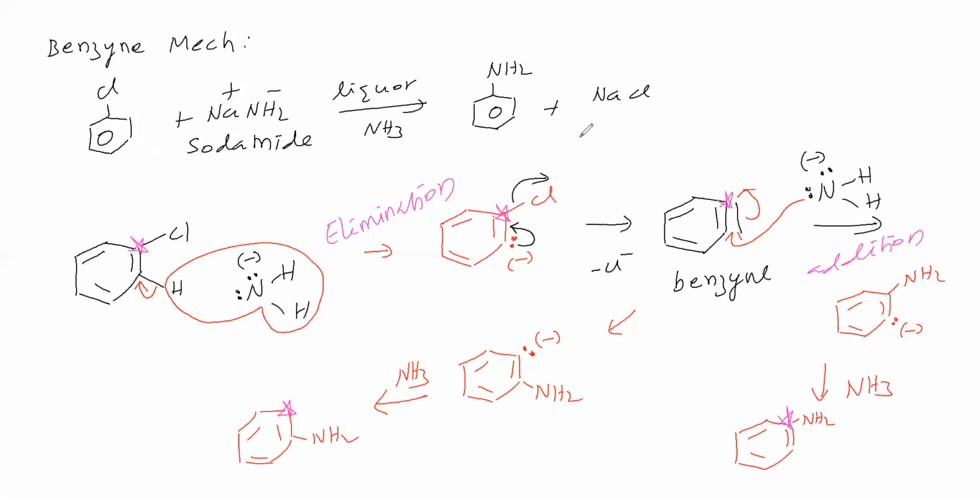This benzyne mechanism is possible with sodamide only. So aryl halides with sodamide in liquid ammonia go through the benzyne mechanism. The intermediate is benzyne. Now in the benzyne mechanism, another reaction we'll see.